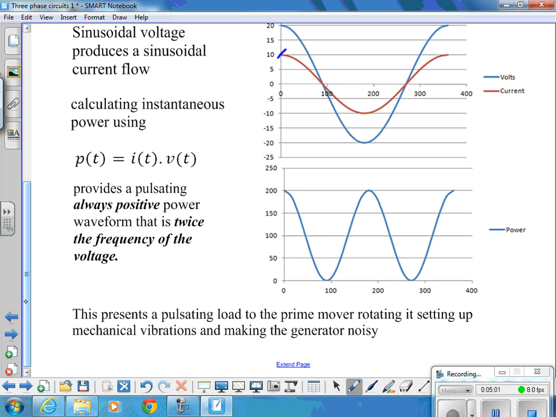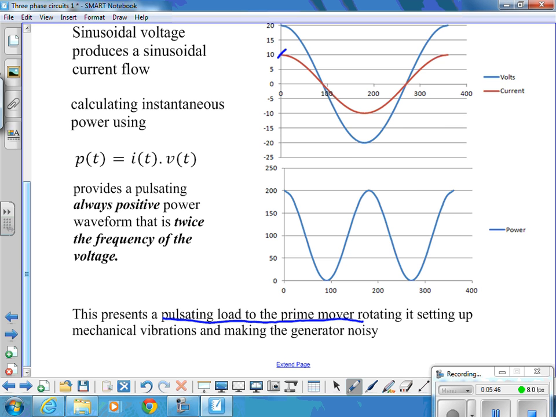What that does is present a pulsating load to the prime mover that's rotating it. Your steam turbine, diesel generator, mice in a wheel, whatever it is that's turning it, is experiencing a pulsating load, which will set up mechanical vibrations, and tend to make the generator noisy, cause wear and that type of thing. So you wouldn't particularly want an extremely large generator of that design. It's okay for small-scale stuff.